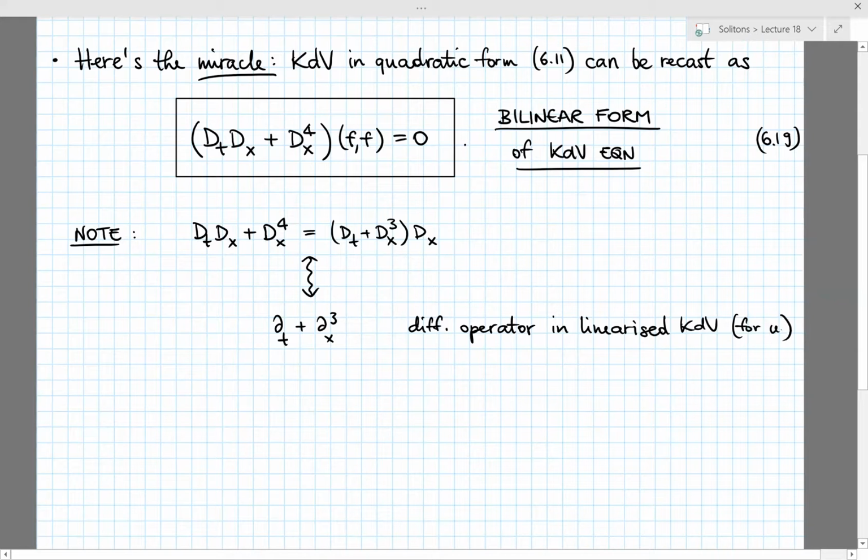So if we take the KdV equation for u and we linearize it, we see this operator. And since u was equal to the partial derivative of w with respect to x, then the partial derivative with respect to t plus the partial with respect to x 3 times, acting on Dx, is a differential operator which appears in the linearized equation for w, at least before integration. And that's really the reason why the Hirota operator Dt Dx plus Dx to the 4th appears in the bilinear form above.